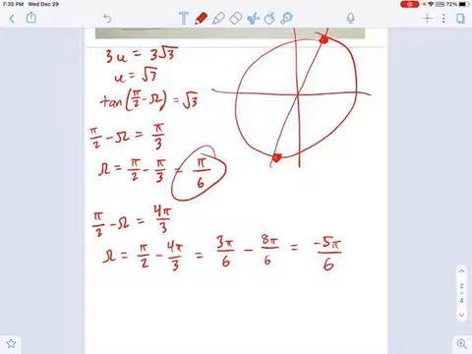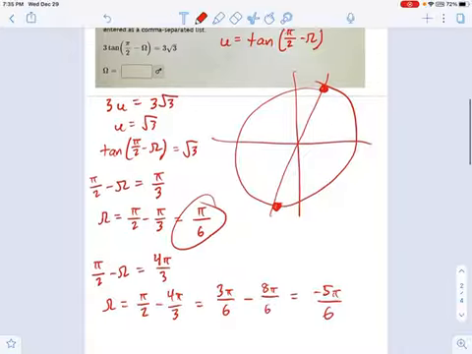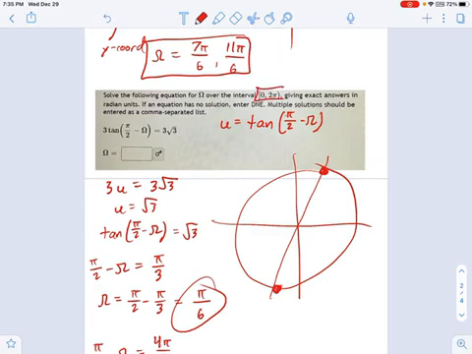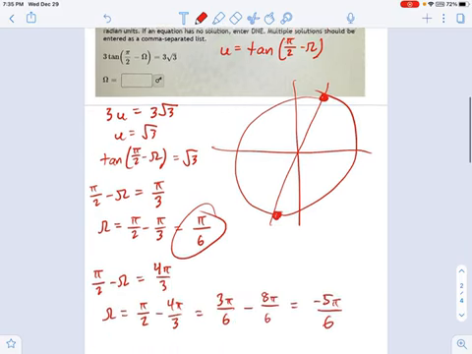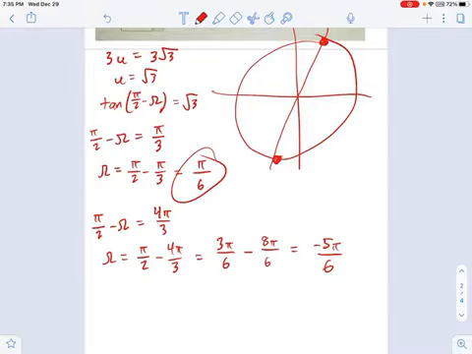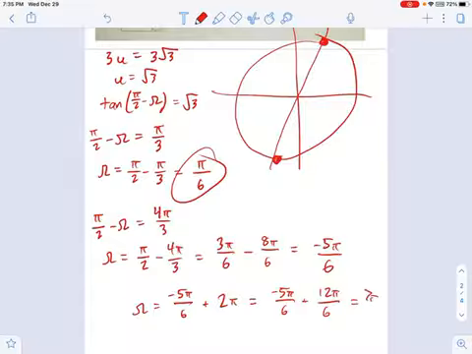Now, you may be tempted to circle that and say, yeah, I'm done. But remember, this wants a certain interval of 0 to 2 pi. And negative 5 pi over 6 is not in that interval. So what we have to do there is find a coterminal angle. Remember how to find coterminal angles? You add 2 pi to whatever your angle is. Or subtract 2 pi as you need to. But this is going to be negative 5 pi over 6 plus 12 pi over 6, which makes 7 pi over 6. And there's your other angle.